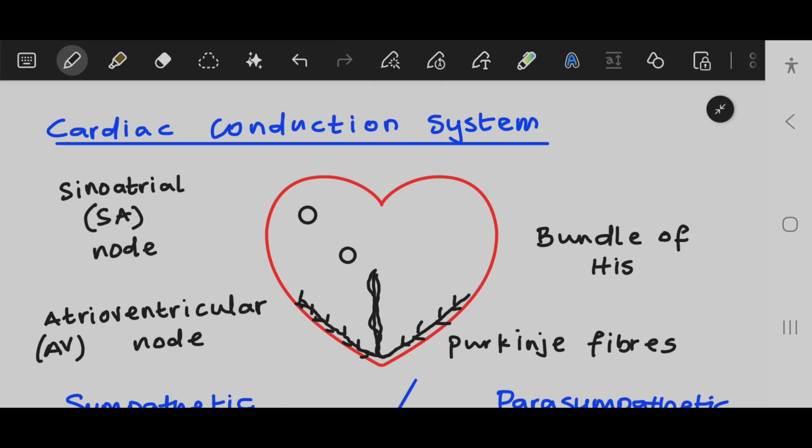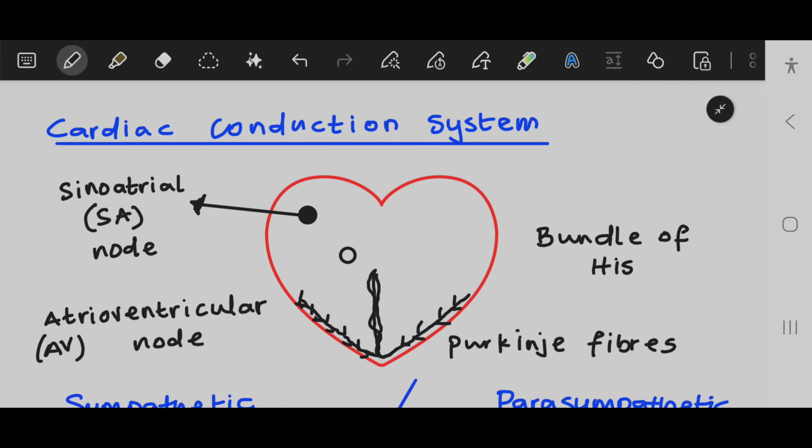So what happens with the cardiac conduction system is that there is a movement of an impulse from the sinoatrial node to the atrioventricular node to the bundle of His and eventually to the Purkinje fibers. And we're going to look at how each of those happens. So the impulse starts at the sinoatrial node, or the SA node. The sinoatrial node is this node right here. It's found in the right atrium right here. And the sinoatrial node is your natural pacemaker.